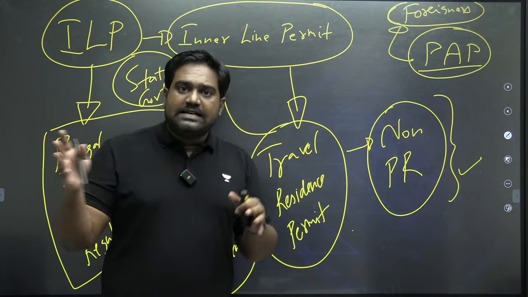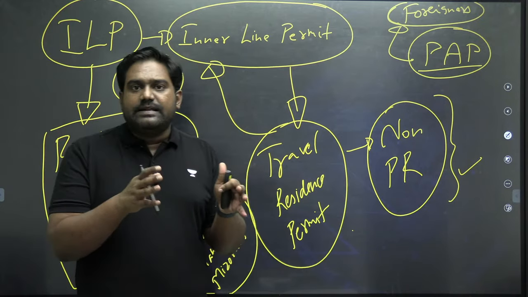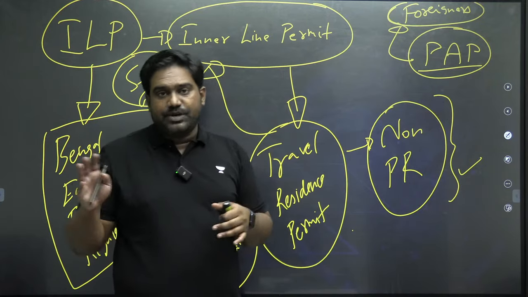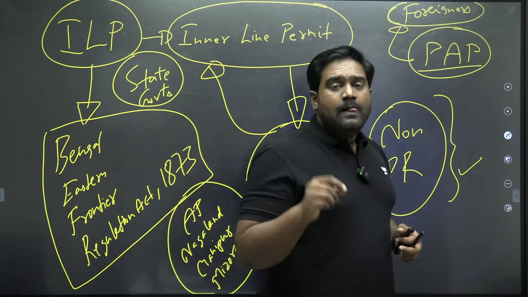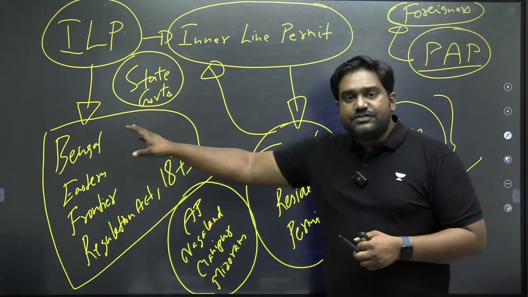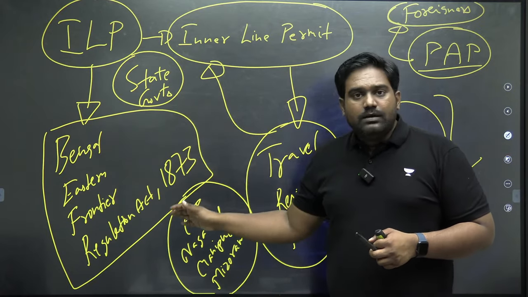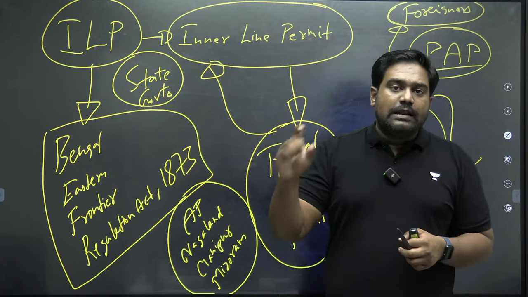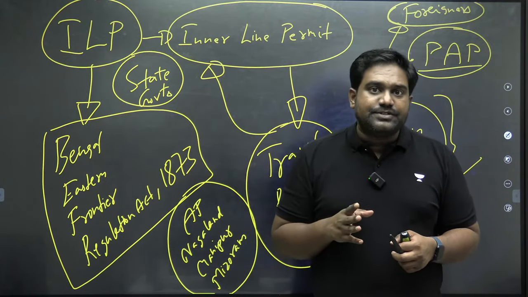If a foreign citizen has to enter these protected, restricted areas, they need a protected area permit, which is issued by the Home Ministry, the Ministry of Home Affairs. All right. But for Indians, even Indian citizens from other parts of the country, to enter these tribal areas which are protected with the ILP system, you need an Inner Line Permit to enter and reside in those areas.